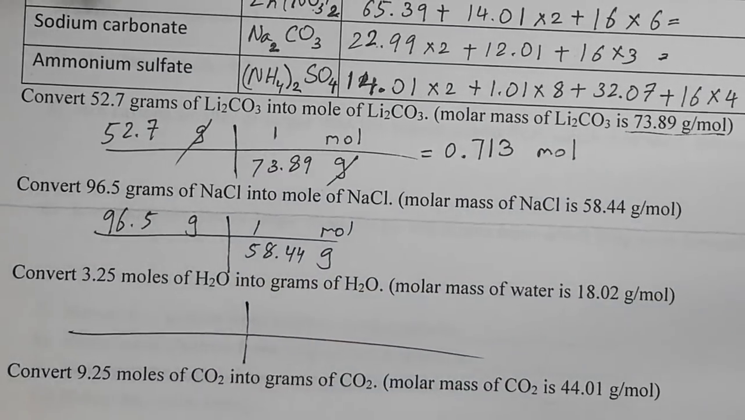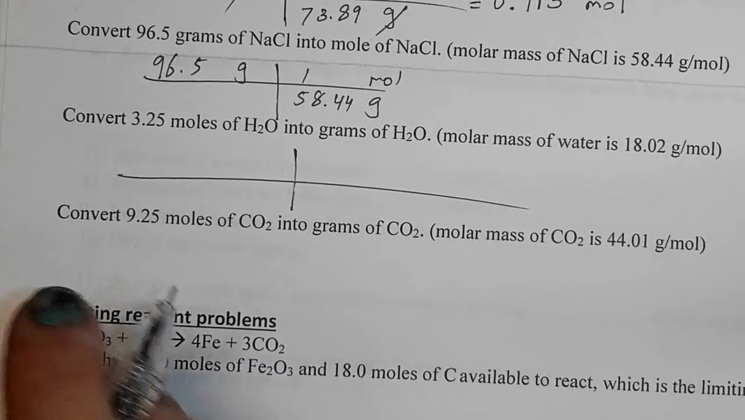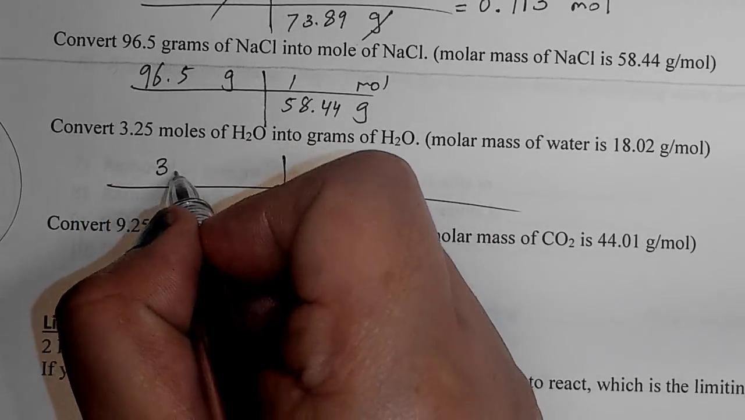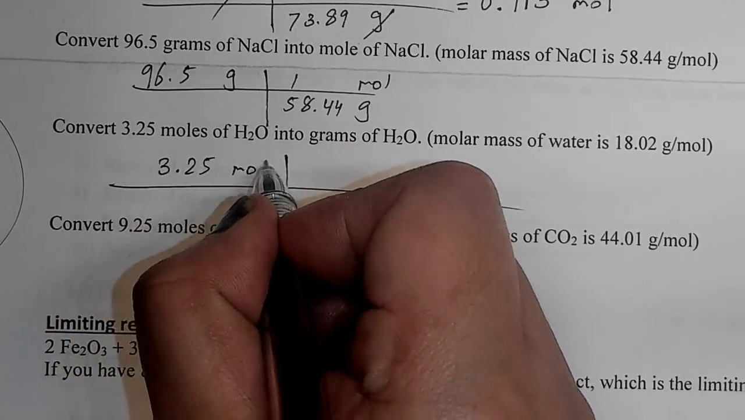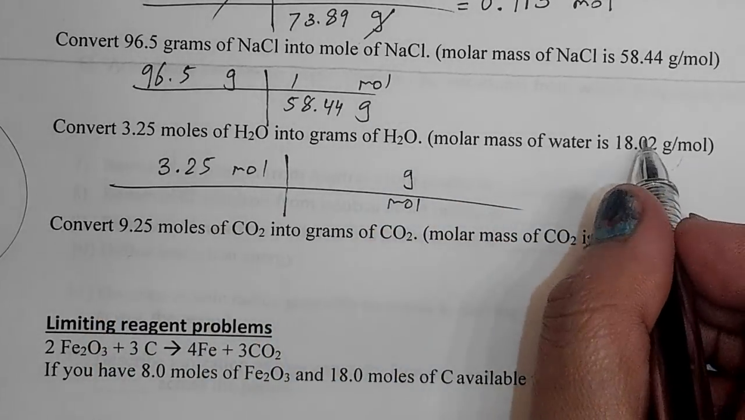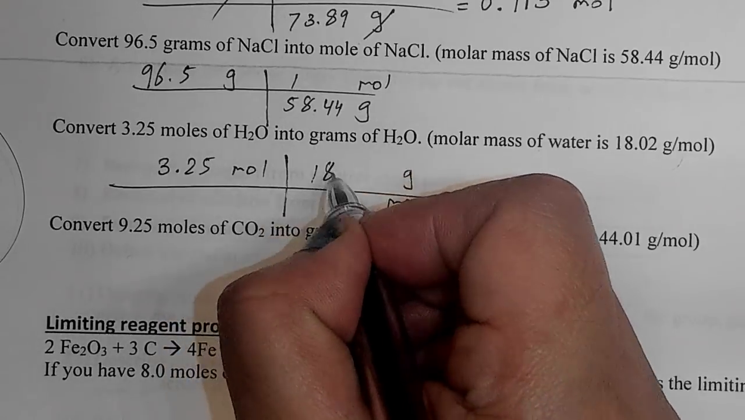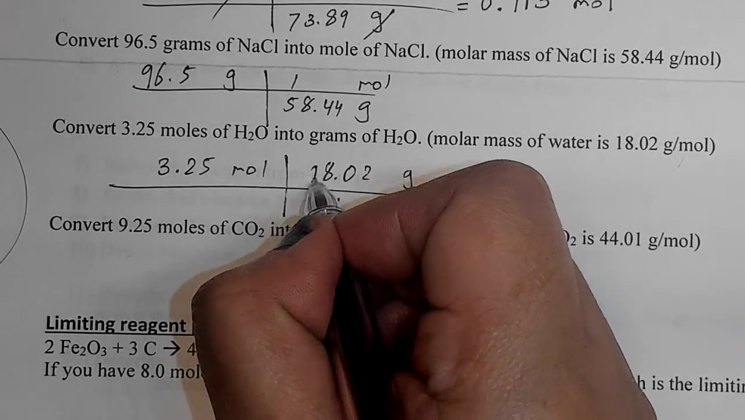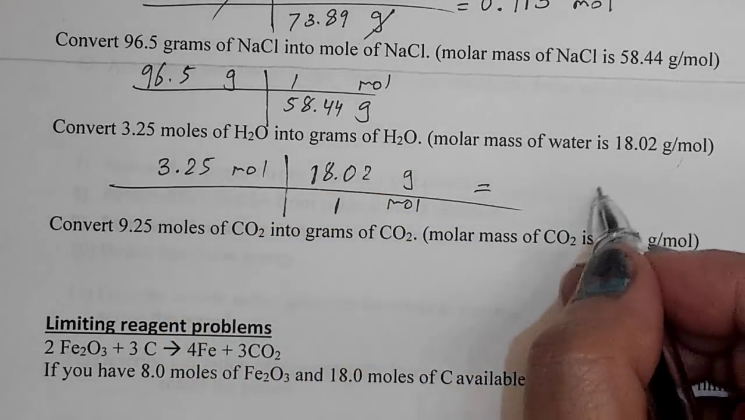Okay, moles to gram. Same idea. You're still going to do that. You're going to pick 3.25 mole. This time I don't want mole. Mole goes on the bottom, gram goes on the top. Again, the number is attached to the gram. So that means you are actually multiplying this time and your answer is going to be more.